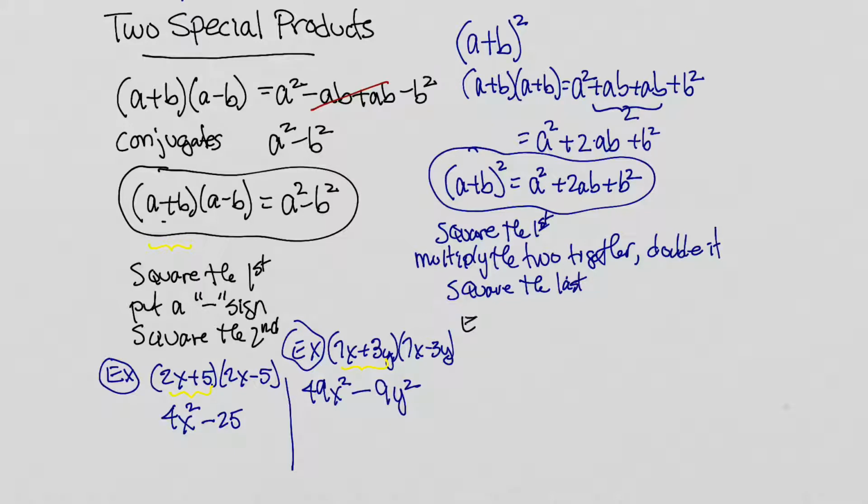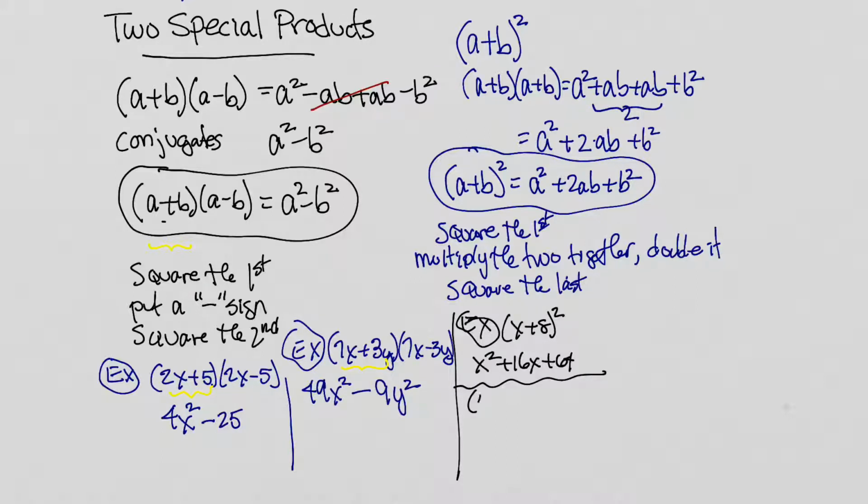Here's an example. What if we have x plus 8 squared? So let's talk our way through this one. What are you going to do here? You're going to square the first. The first one is x, so we'll square that. Then you multiply the two together and double it. So multiply these two together and double that result. x times 8 is 8x, but you double it, getting 16x. And then you square the last. That gives you 64. There we go.